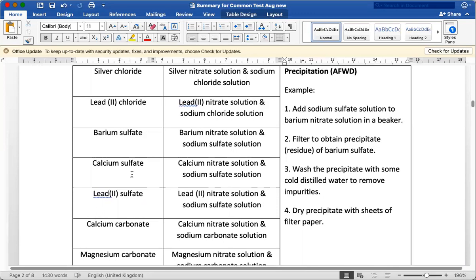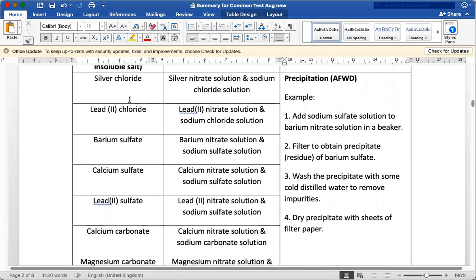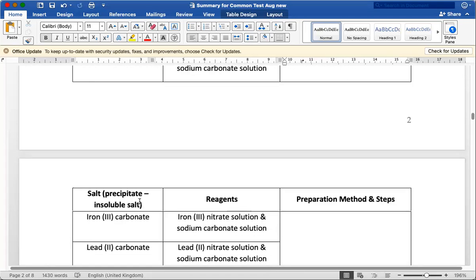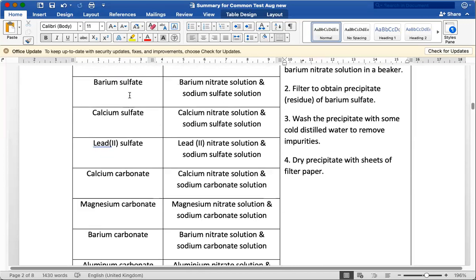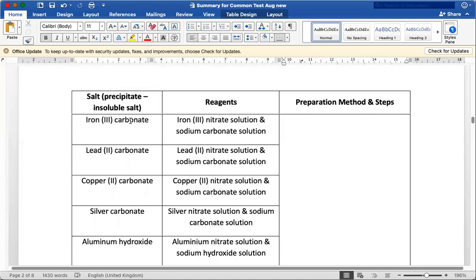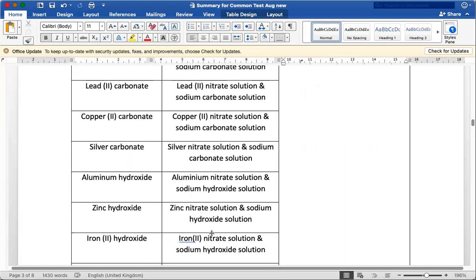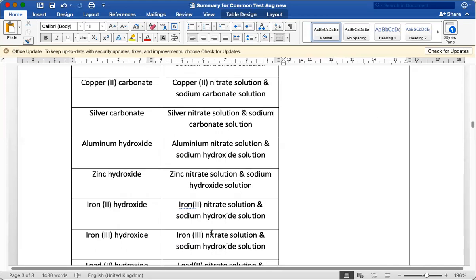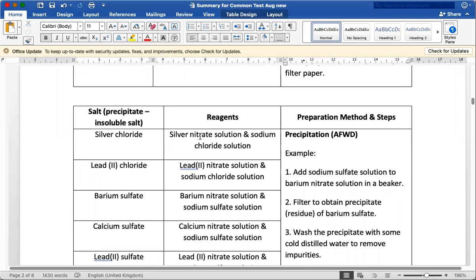All right. As for the other side, I'll teach you something that's easy. Whatever anion they give here, chloride, sulfate, carbonate, hydroxide, whatever, you just choose a group 1 sulfate, a group 1 chloride, a group 1 carbonate, a group 1 hydroxide. It works all the time because all group 1 compounds are soluble. So just choose a salt that has nitrate, and for the other one, choose a group 1, either sodium or potassium salt. You get what I mean?